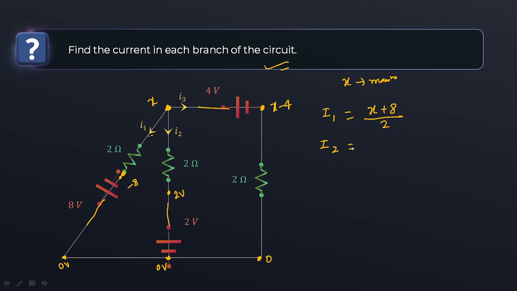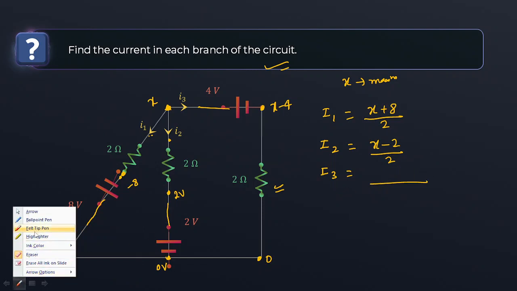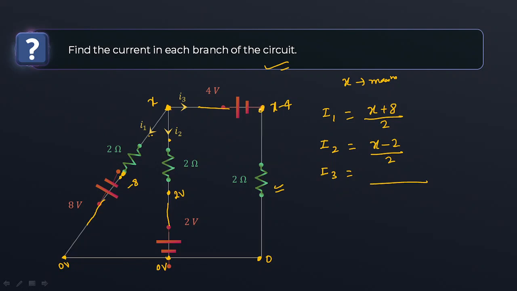Similarly, we can write I2. I2 will be how much? Now potential is X and here it is 2. So we can write X minus 2 divided by how much? 2. Similarly, we can write I3. So that will be equal to how much? X and X minus 4. So we can write X minus 4 divided by the resistance, which is how much? 2. Sorry, here we have to consider across the resistor only. So across the resistor, how much is the potential drop? It was X minus 4 here and 0 here. So the potential drop is X minus 4 divided by 2.